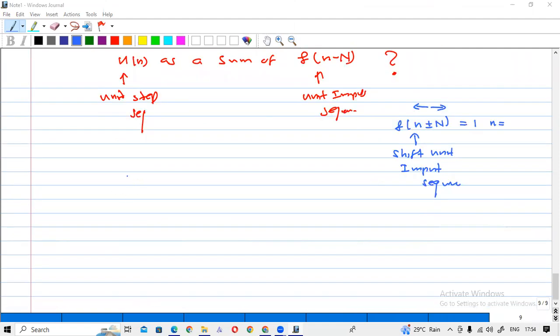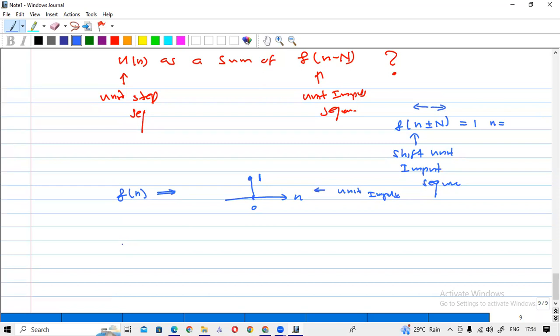Okay. So this is delta n. Now if I draw delta n, that is the unit impulse signal, the unit impulse sequence. When n is 0, that means at the zeroth sample, you have an impulse of 1. So this is the unit impulse sequence, the discrete time unit impulse.